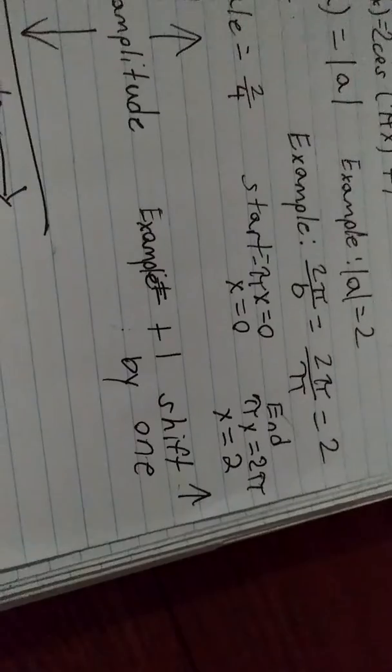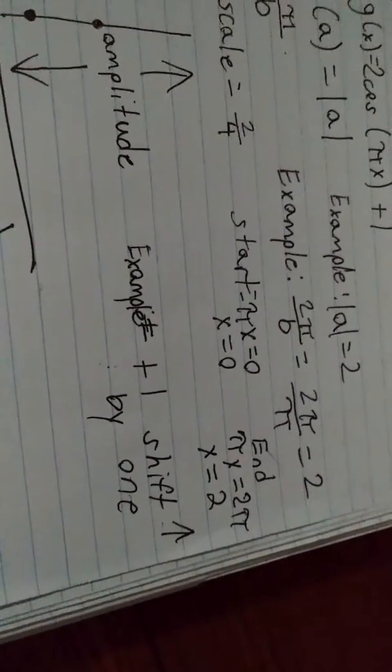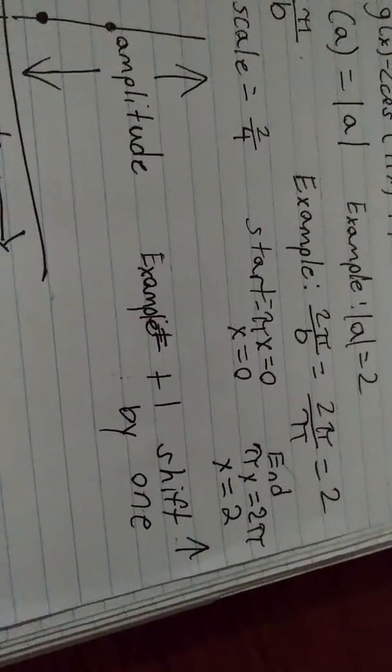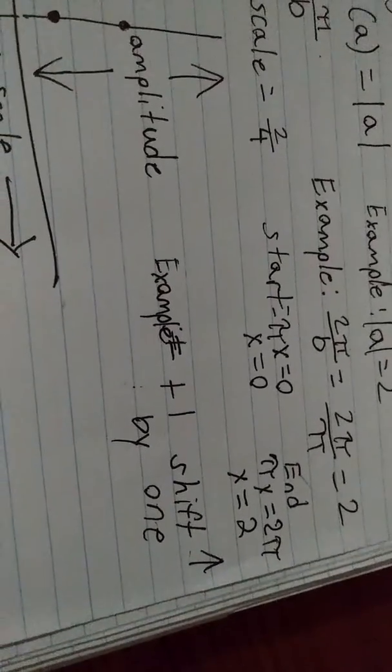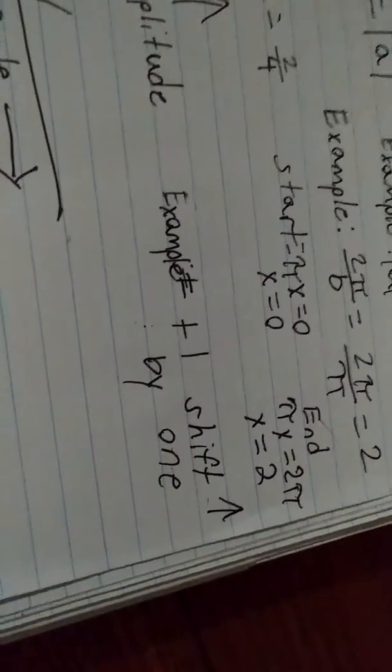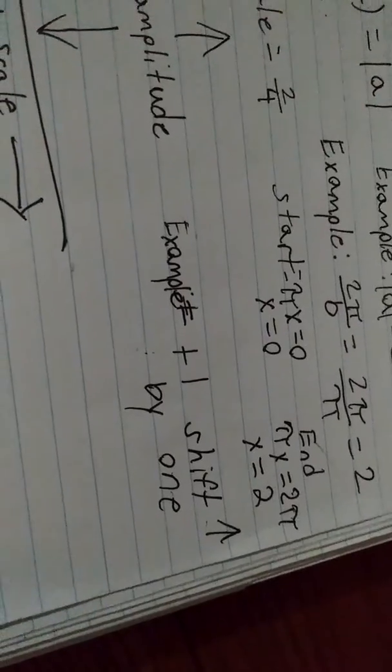The start will be pi x equals 0, which means x equals 0. At the end point, we have pi x equals 2 pi, or x equals 2.